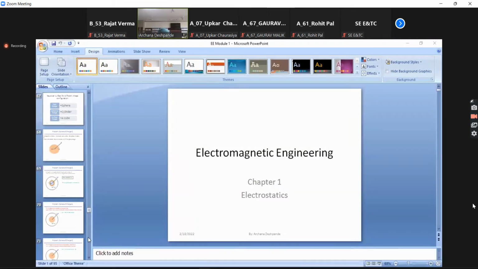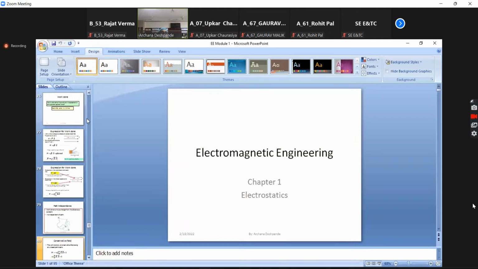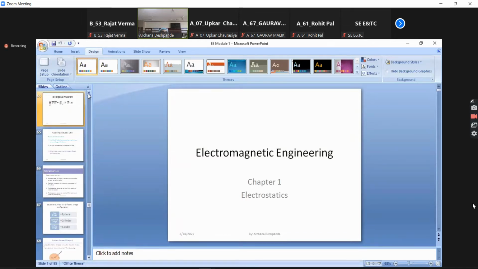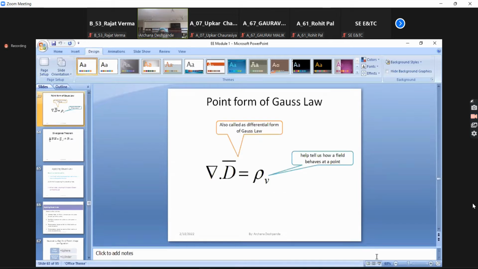Okay, so we were talking about the point form of Gauss law. We show the expression for point form, and I'll explain why we are going for it. The reason we are showing this is that it is one of Maxwell's equations. This particular expression is called the point form of Gauss law. It is also called the differential form.